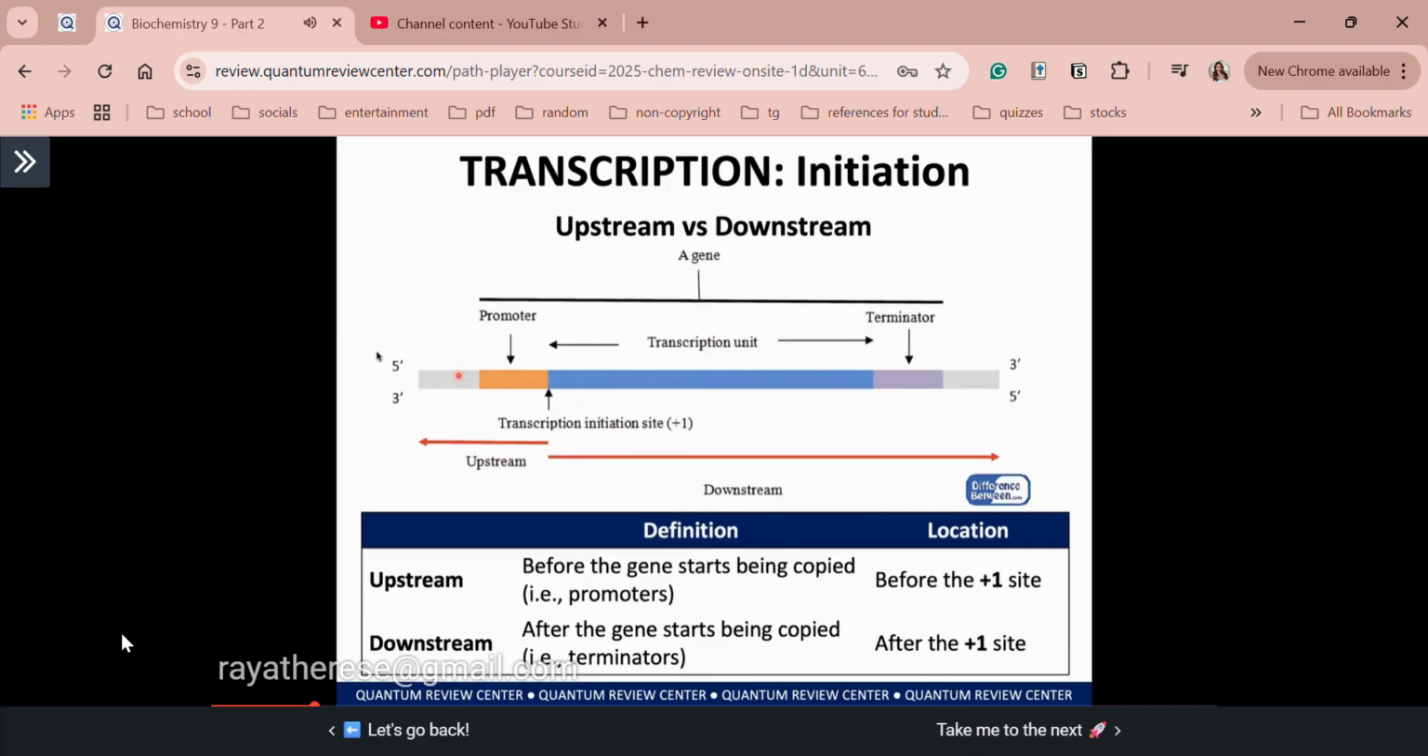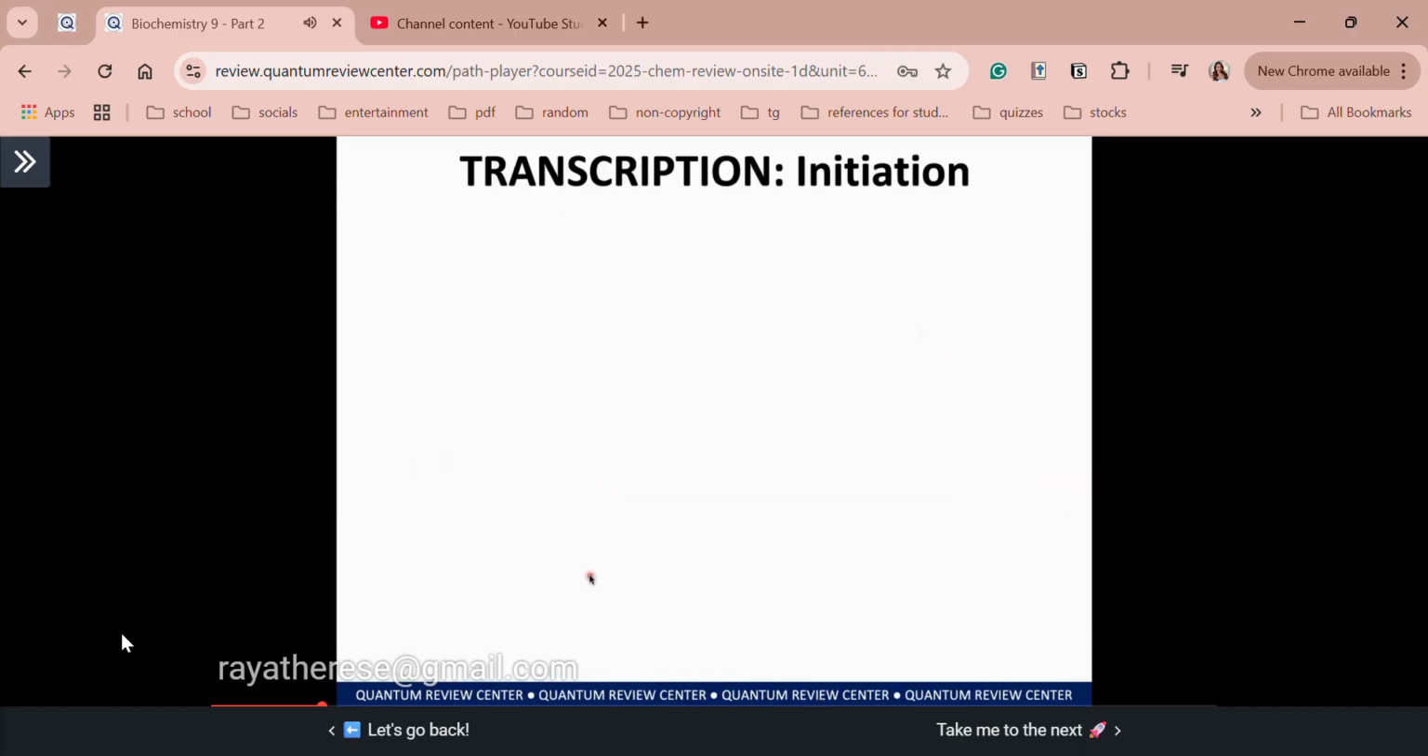The usual sequences you can see here are the promoters. Again, your promoters are always upstream of your transcription initiation site, and your enhancers as well as your terminators are always downstream, or after your transcription initiation site. So class, remember: upstream promoters, downstream enhancers and terminators. All right, that's the simple difference between upstream and downstream in our transcription process. So let's go back to our discussion on initiation in the eukaryotic cell.